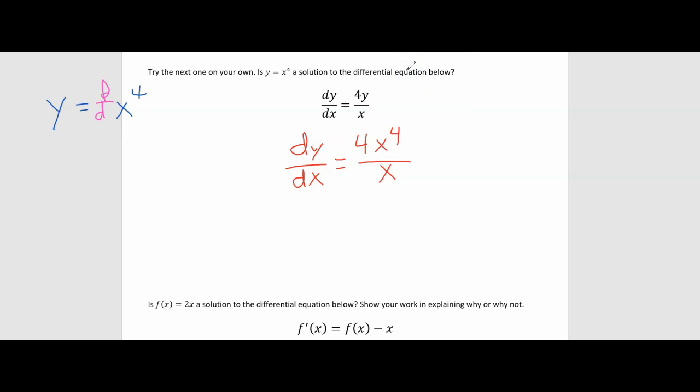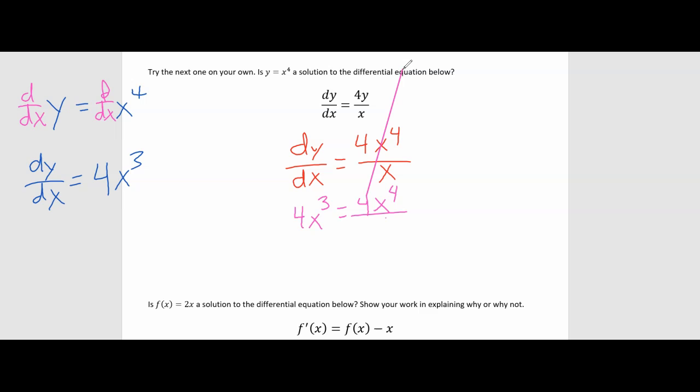If I apply that derivative operator to both sides, that is going to get me dy dx is equal to 4x cubed. So I can replace dy dx with 4x cubed. And then I can simplify and see if I get the same thing on both sides.